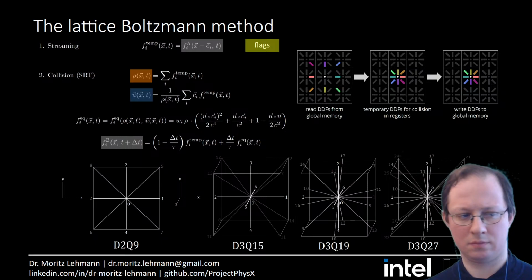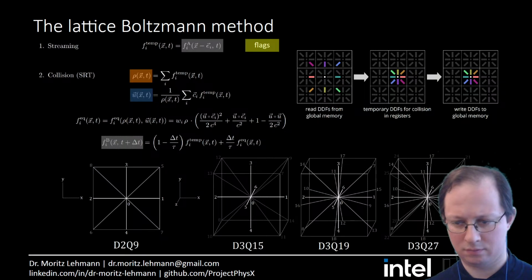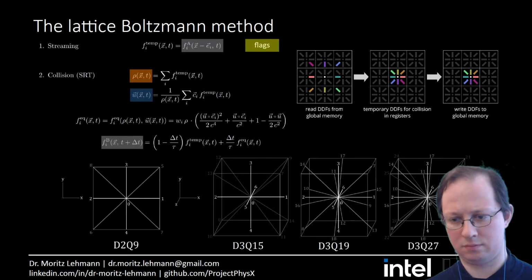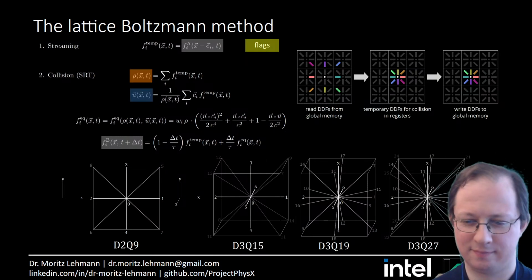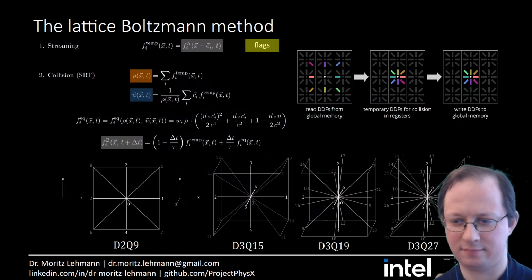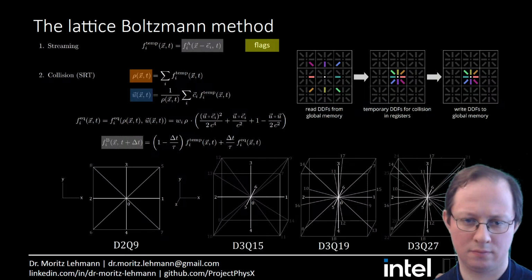In 3D, there's various discretization schemes. The most common one is the D3Q19, because that is reasonably accurate, and it also has a reasonable memory footprint, because all of those density distribution functions have to be stored in memory, and the more of them you have, the higher the memory footprint. So for the D3Q27, where you also have the DDFs for the corner cells, it just blows up the memory footprint, and it's not too much more accurate overall.